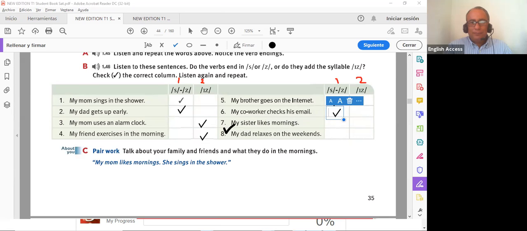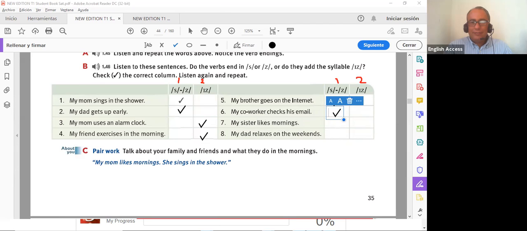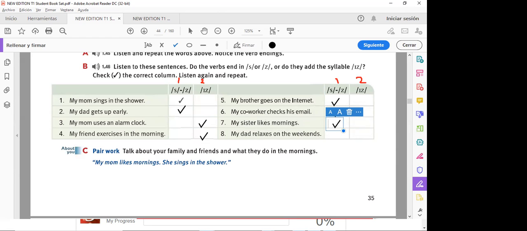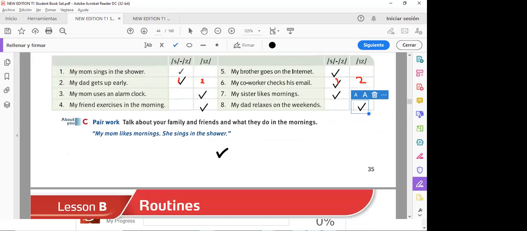Fatima? 7. My sister likes mornings. Likes. Column 1. Column 1. 8. My dad relaxes on the weekends. Pacheco, relaxes on the weekend. Relaxes. Number 2. Excellent job. Let's continue. Very good.